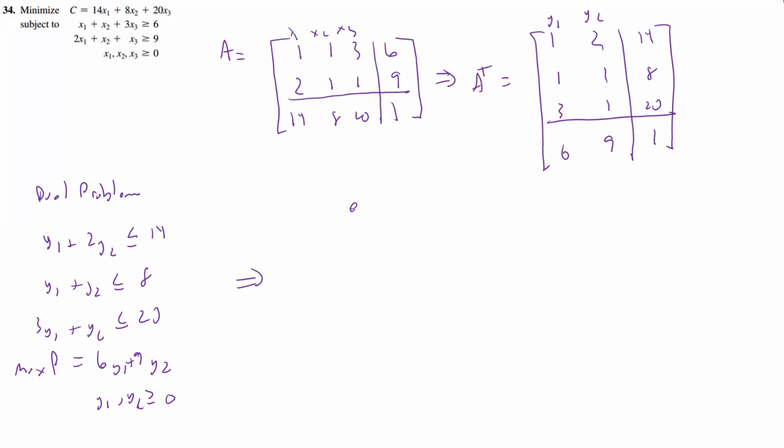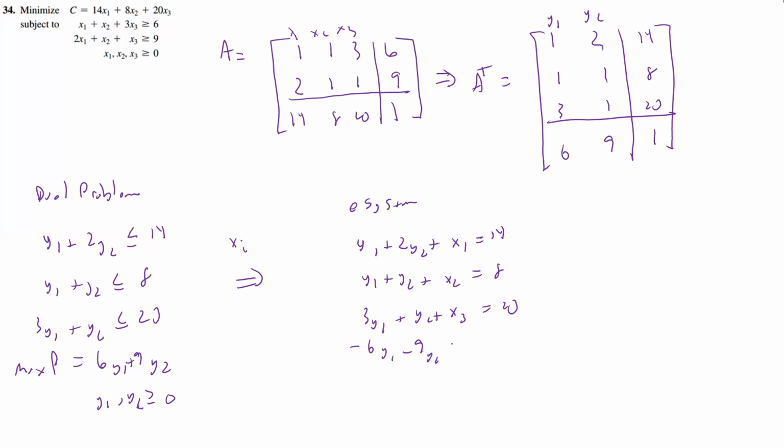Now we're going to convert to the equation system, and we're going to add in our x's. And so that gives us now y1 plus 2y2 plus x1 equals 14. Then we have y1 plus y2 plus x2 equals 8. And 3y1 plus y2 plus x3 equals 20. And then take the other stuff to the other side. So minus 6y1 minus 9y2 plus p equals 0. And y1, y2, x1, x2, x3 all greater than or equal to 0.